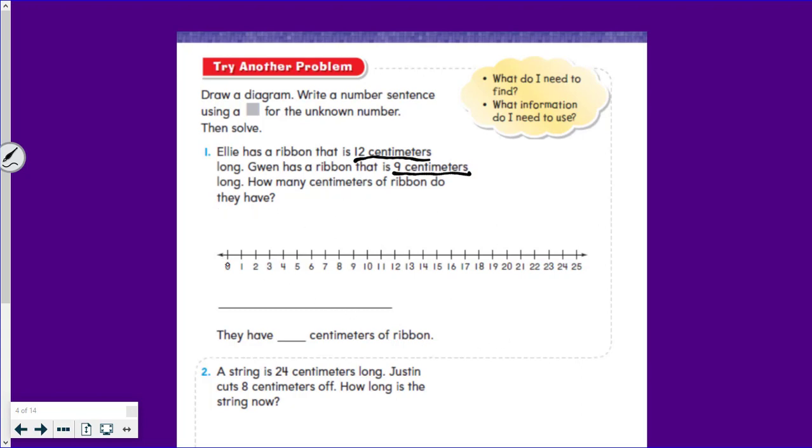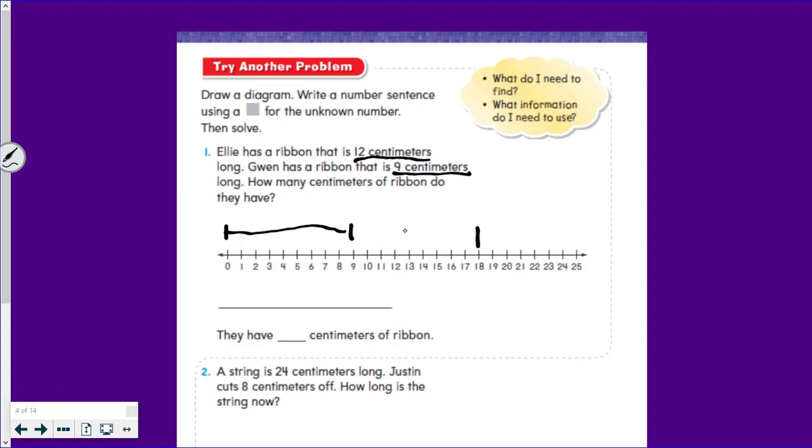All right, so let's draw this diagram. So Ellie has 9 centimeters of ribbon, so we'll draw a line here. We'll draw a line there. So we know this 9 is Ellie's ribbon. But then Gwen has 9 centimeters of ribbon, so we've got to count 9 hops. 1, 2, 3, 4, 5, 6, 7, 8, 9. So we end at 18.